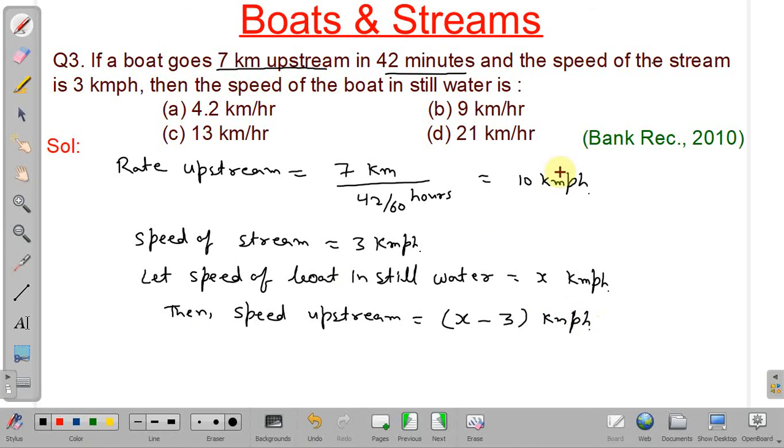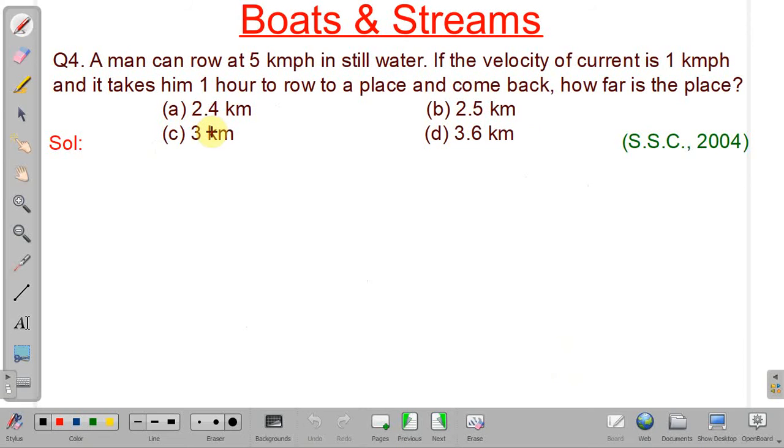Therefore, we have calculated the upstream speed as 10 kilometer per hour. Therefore, x minus 3 equal to 10. So from here we can calculate x equal to 10 plus 3, that is 13 kilometer per hour. Okay. So our answer will be option number C. We will discuss the next problem.